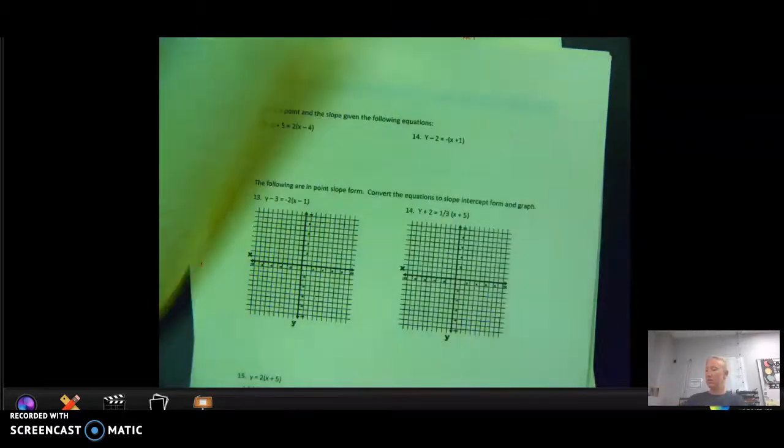That is all that I have for that one. And next we are going to do point slope form. And then that will be all for now.